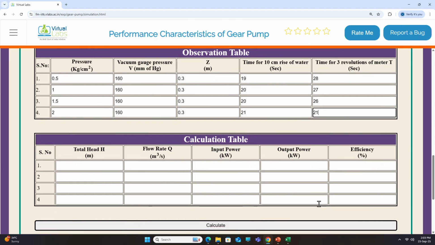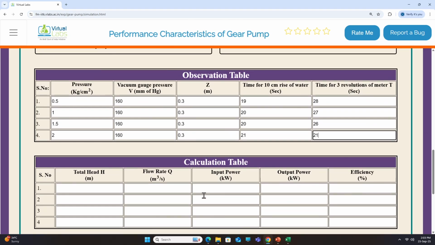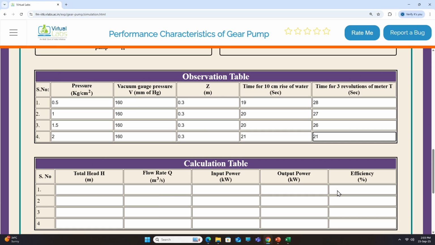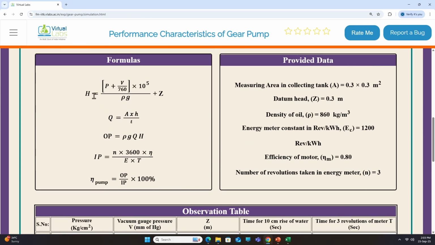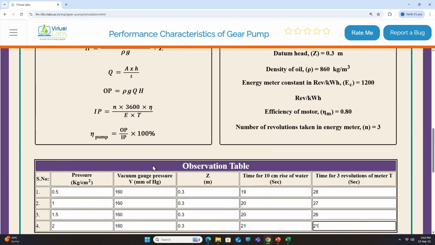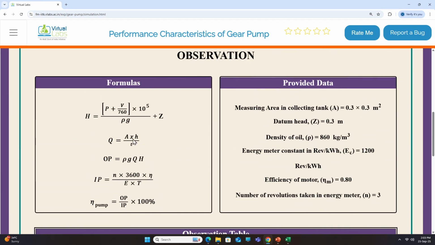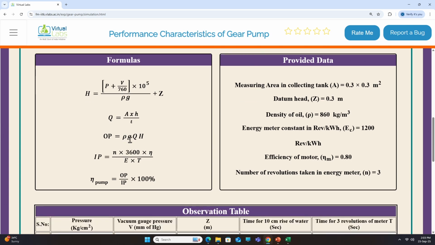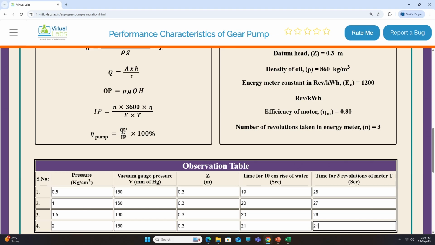Now comes the calculation table: total head, flow rate, input power, output power, efficiency is to be calculated using these relations. Total head is equal to P plus V by 760 into 10 to the power 5 by rho G plus Z, and Q, that is discharge or the flow rate, in meters cube per second, is area into height per unit time. Then we have output power, that is rho G QH, input power as N 3600 eta by E into T, and efficiency would be output power per unit input power into 100.